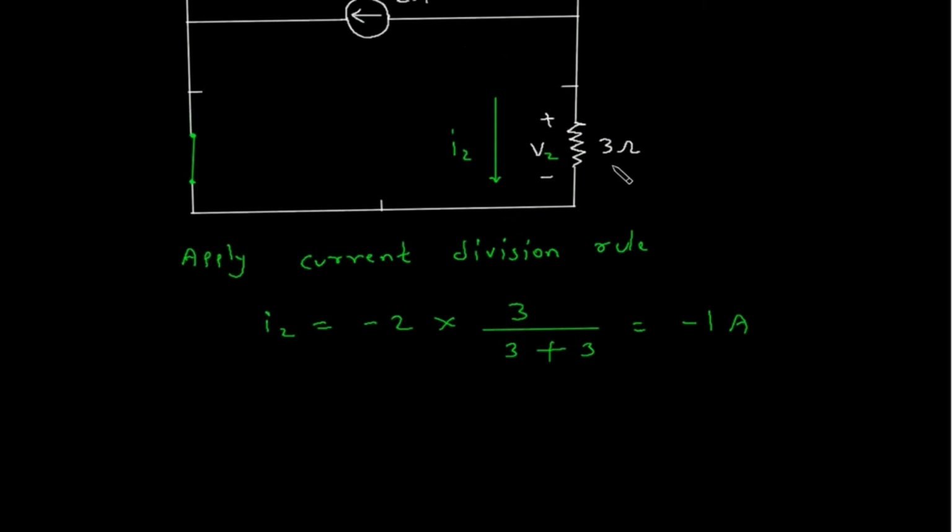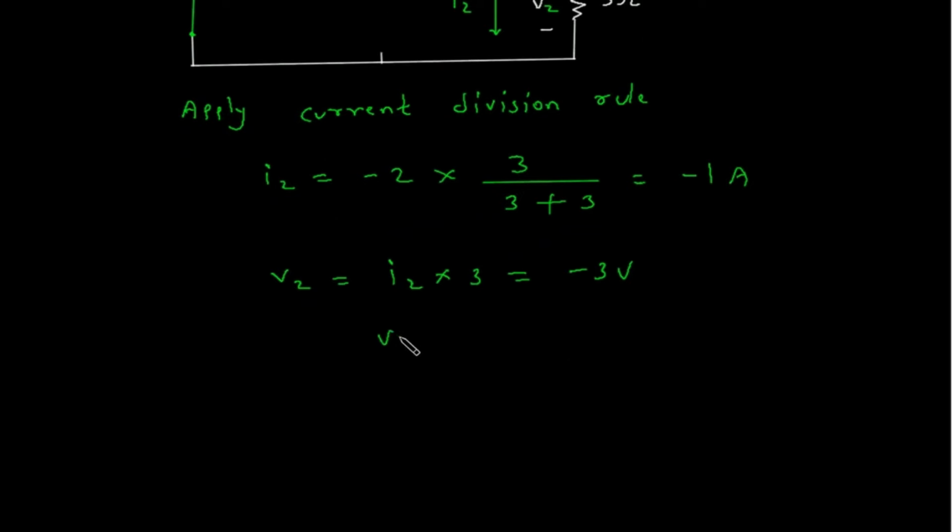From this we have to find V2. So V2 is equal to this current I2 into 3 ohm. So I2 is minus 1 into 3. This will be minus 3 volt. Therefore, V2 is equal to minus 3 volt.